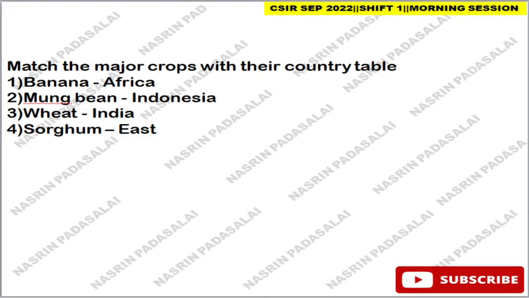Next, match the major crop with the country of origin. Banana is native to Africa, and mung bean is native to East Asia, and wheat is native to India, but I'm not sure about this particular one. Some are saying that wheat is native to southwestern parts of Asia, and the Aryans brought wheat to India, like that history is saying. I don't know. If you know the correct answer, tell me in the comment section.